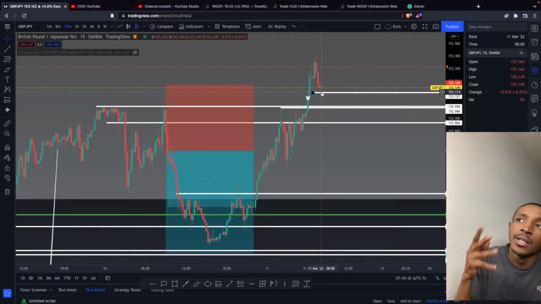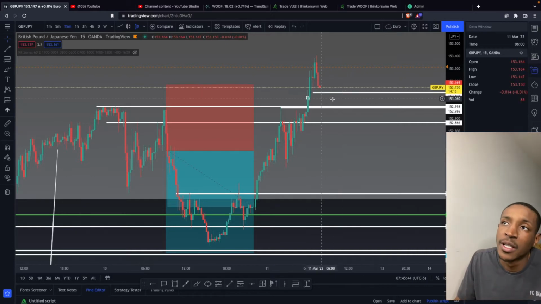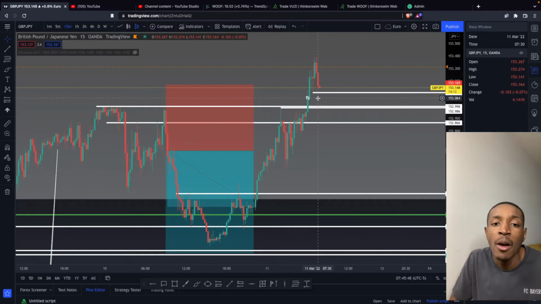I'm waiting to see if we can get a violation of this low, and then also get a formation of a fair value gap with the violation of that low. And then if we get that, I'm gonna be looking to take another sell side opportunity on pound yen here, and see what happens next.